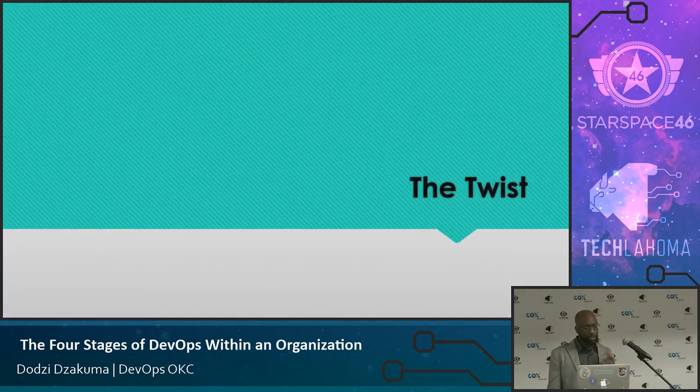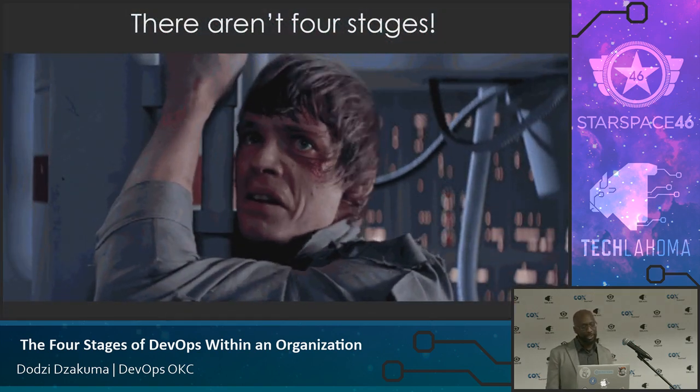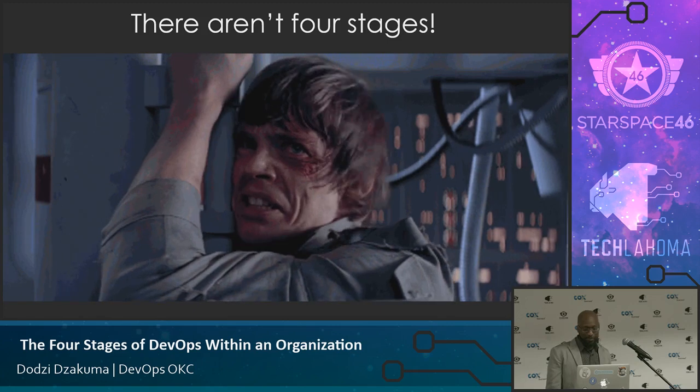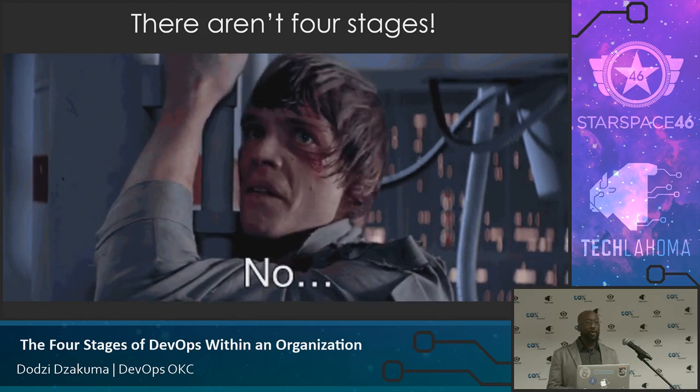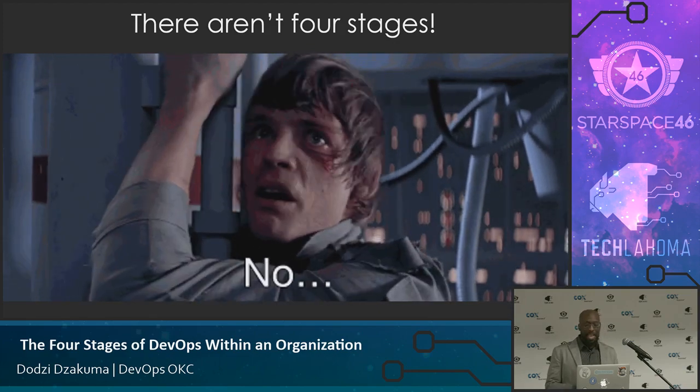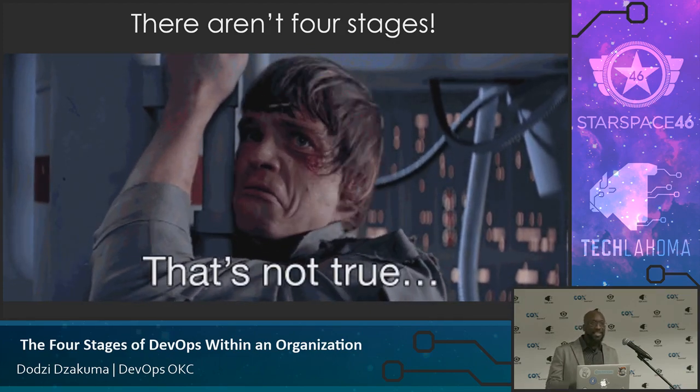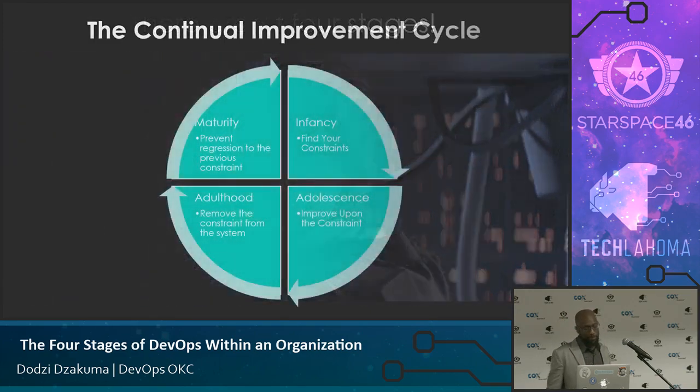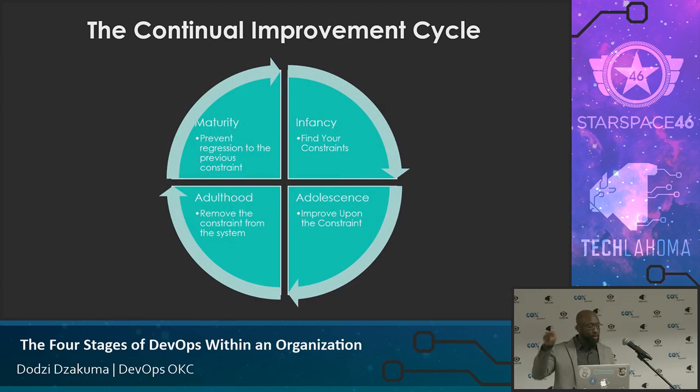But I told you there's a twist. Here's the M. Night Shyamalan twist. There aren't 4 stages. There are probably 6 or more, depending on how you go at it. But it isn't even stages, it's a cycle. You're constantly in this cycle of improving. When you reach one stage and you've reached maturity, you're going to be in the infancy of another stage.